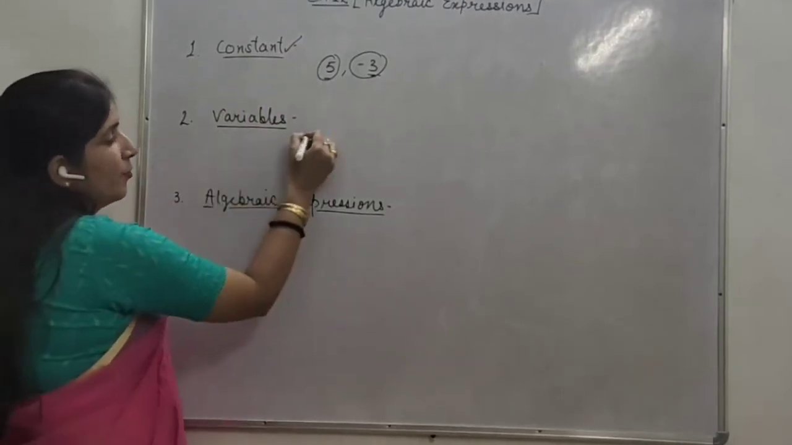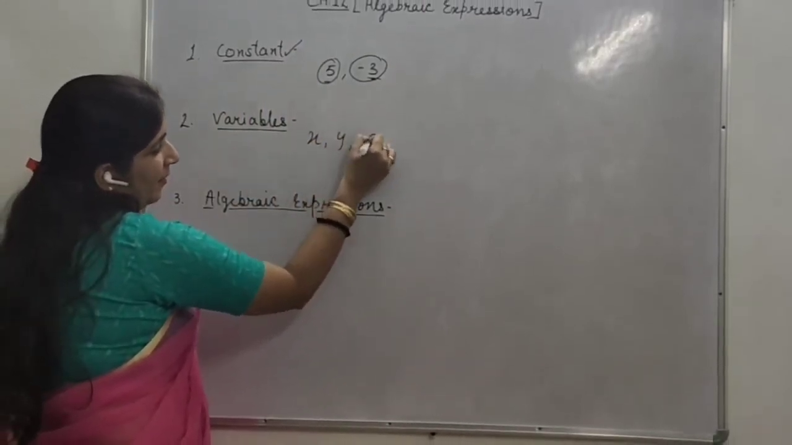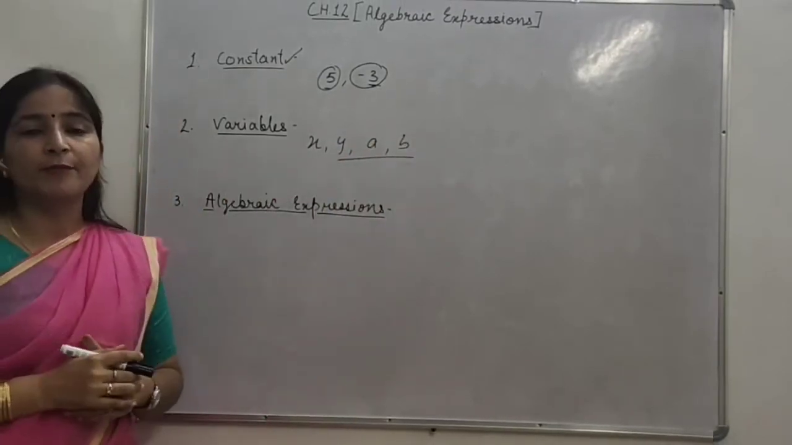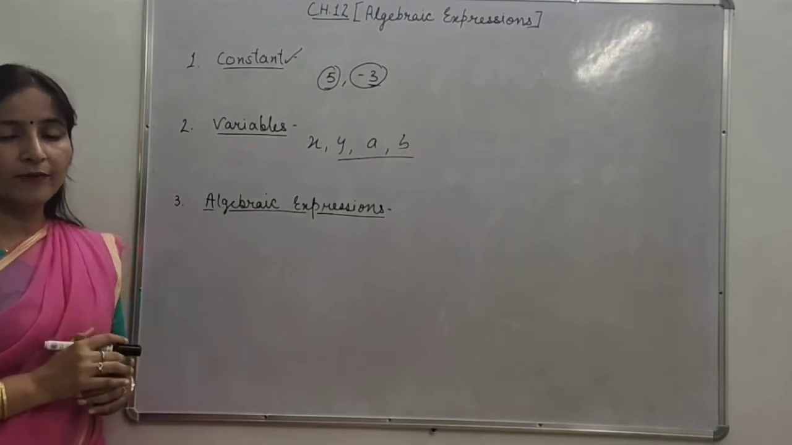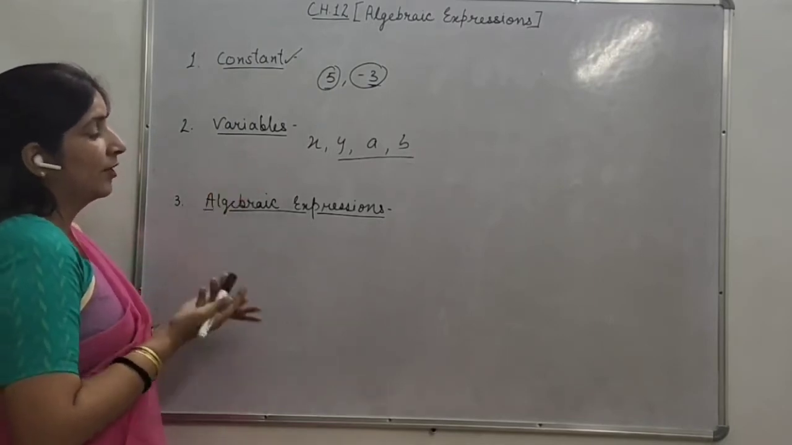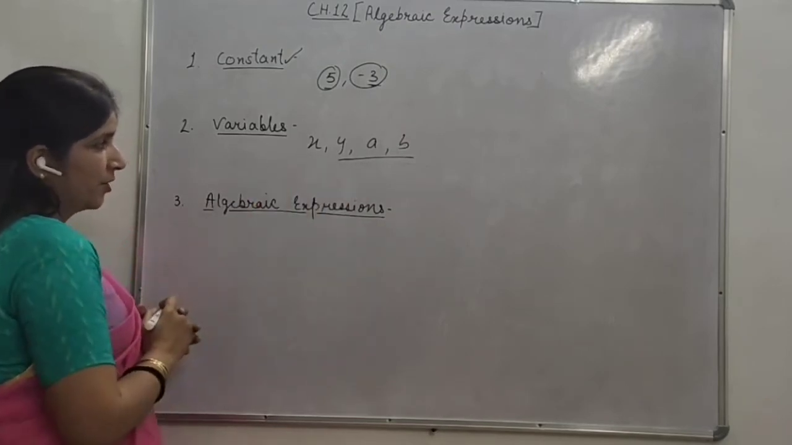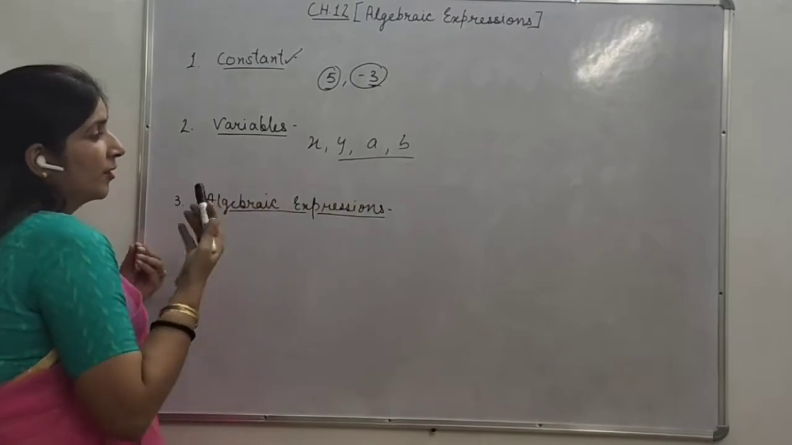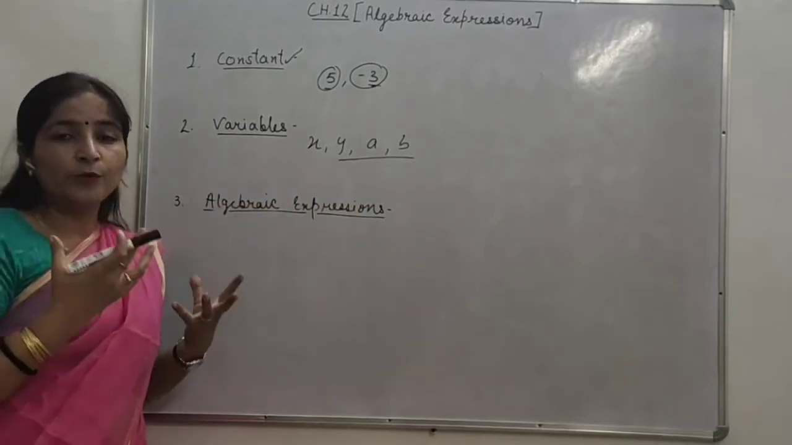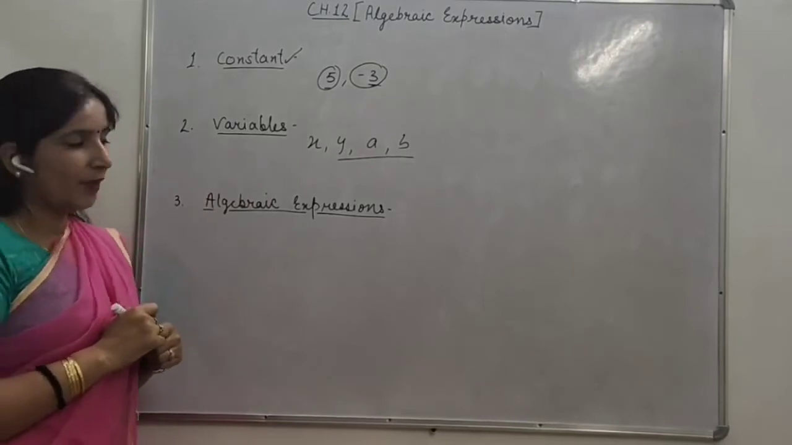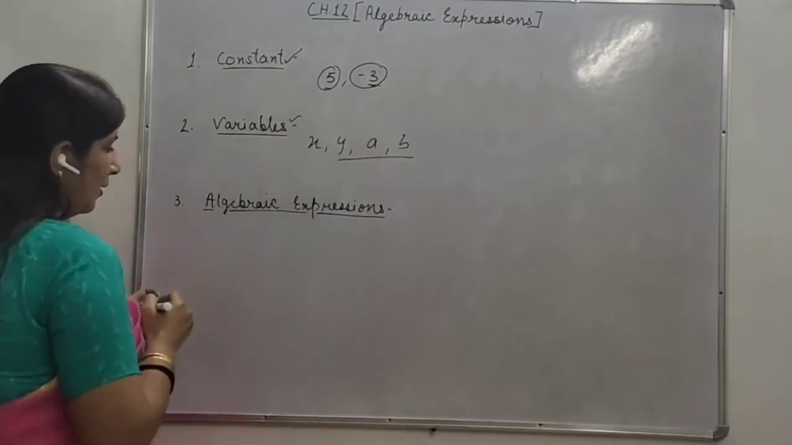Second thing, suppose I am writing anything. Can you tell me about these values? I have written only some alphabets. Do you know the values? I also don't know. If somebody provides the value, then we come to know about these values. So the alphabets which represent the value which is not fixed are known as variables. Okay, so these are variables.